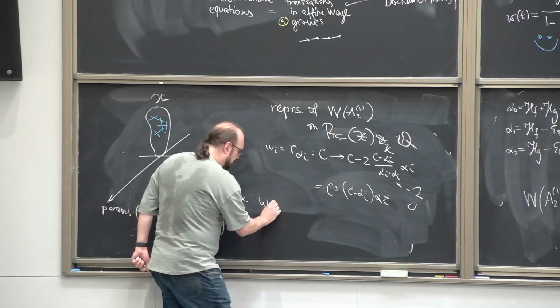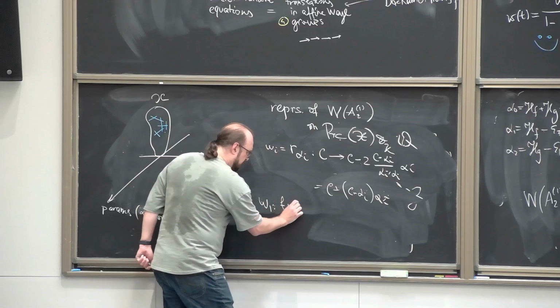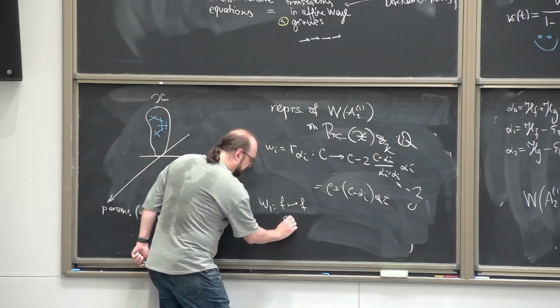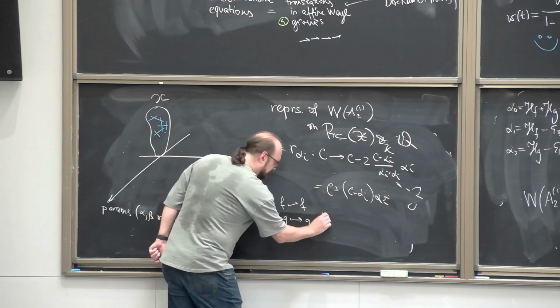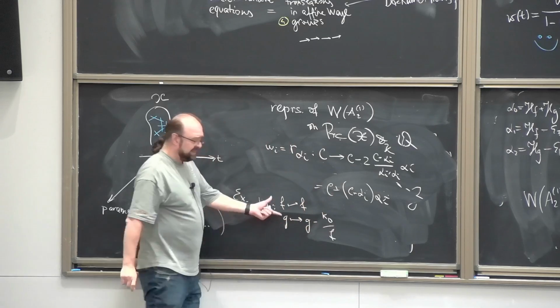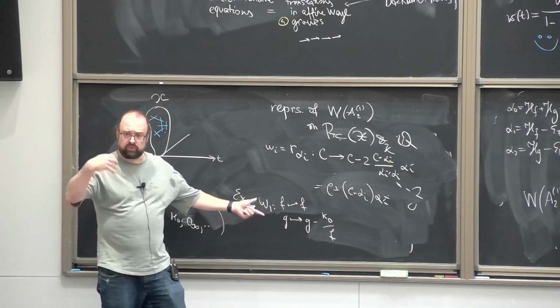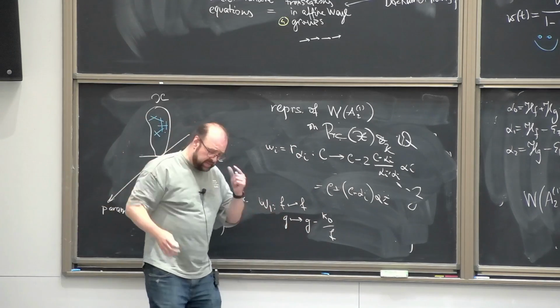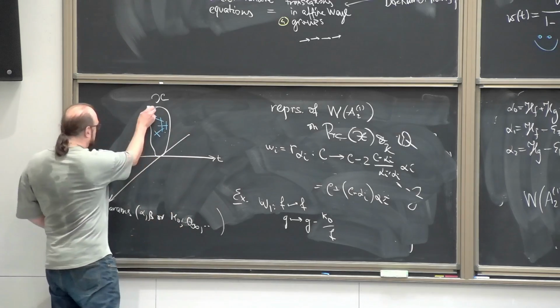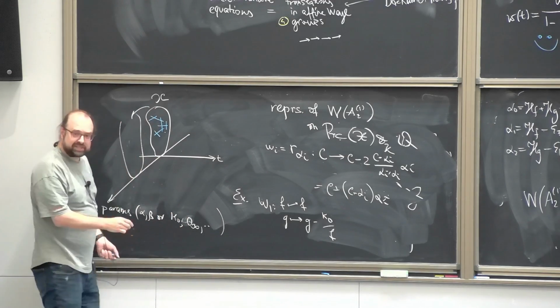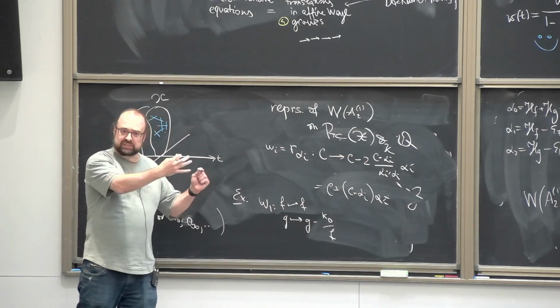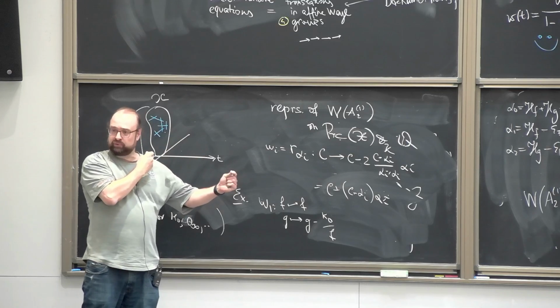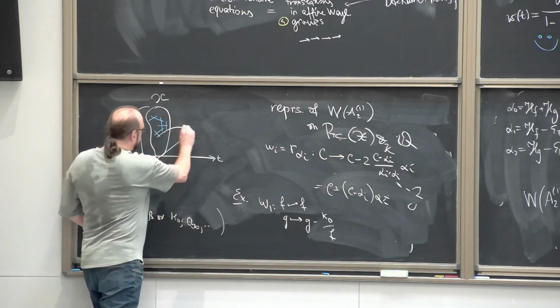You can compute that W1 keeps F and sends G to G minus K naught over F. And that's an example of a symmetry of your Painlevé equation. It's a Bäcklund transformation, but it goes in this direction. You don't fix the surface anymore. You move in the family of surfaces. So you have Painlevé evolution here.